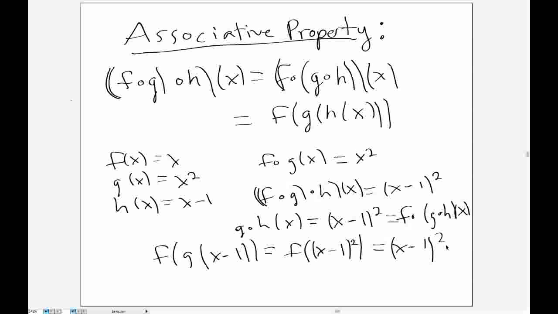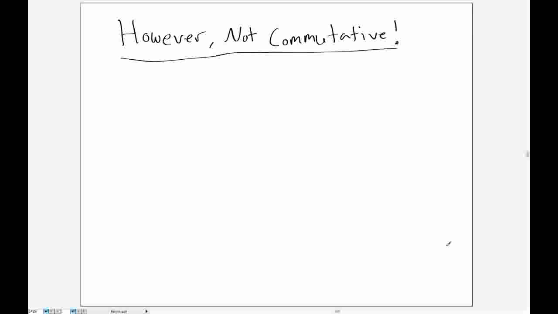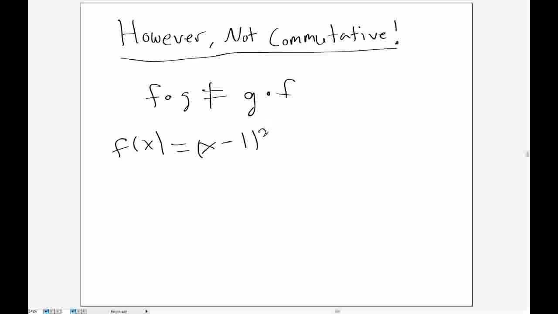So now, however, you must note that compositions are not commutative, and as we also know from simple mathematics, that means that f of g does not equal g of f. So as an example, let's consider once again two functions that map from real to real, where f of x is equal to (x minus 1) squared, and g of x is equal to 3x.